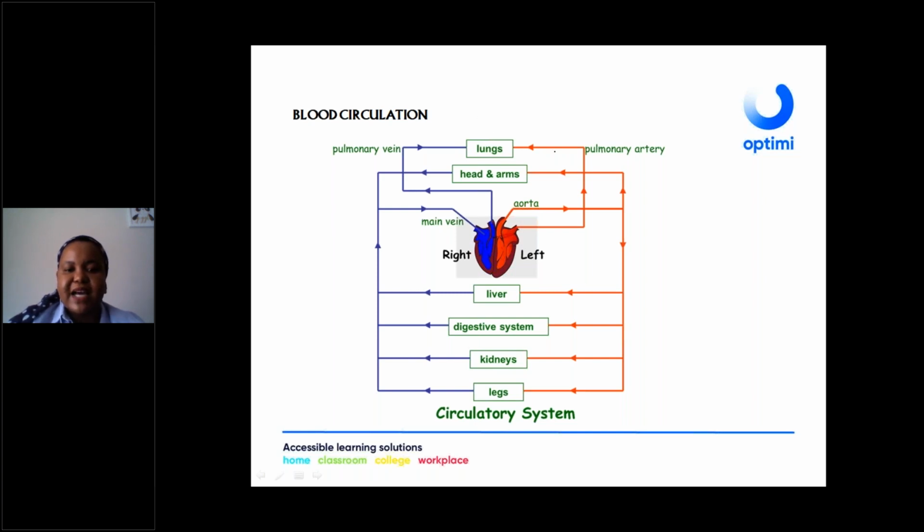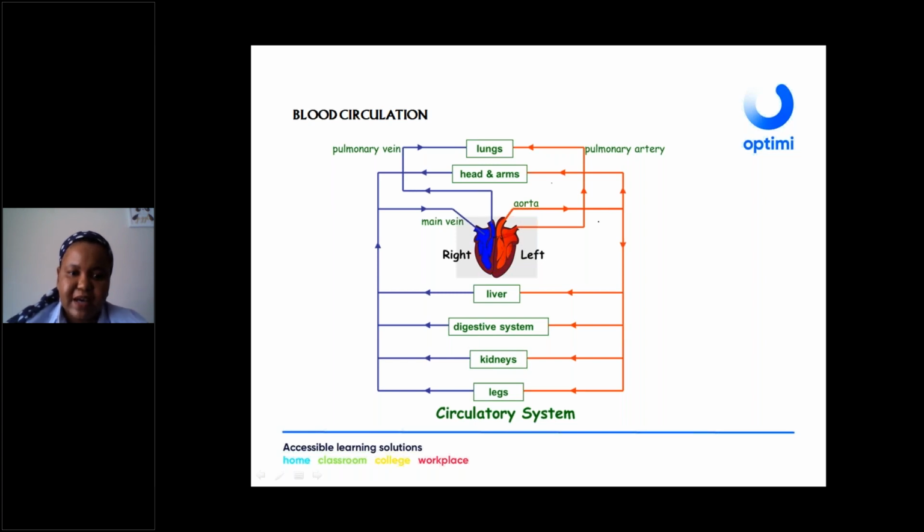Now we have red blood because it's oxygenated. So it's going to travel into the left side of the heart. From there, oxygen-rich blood is going to go to the liver, the digestive system, the kidneys, the legs, the heads, and the arms. Right? So that's just the repetition of what we have learned in the previous slides.